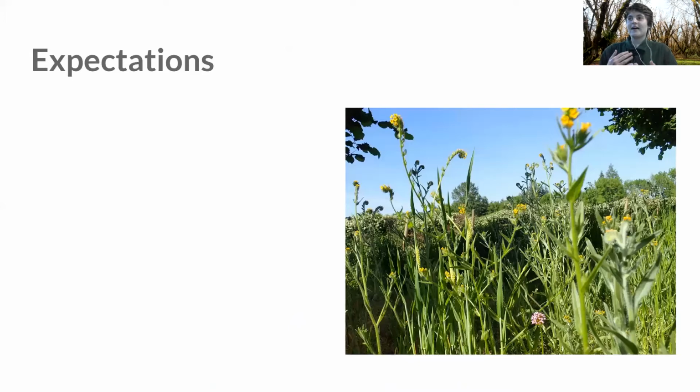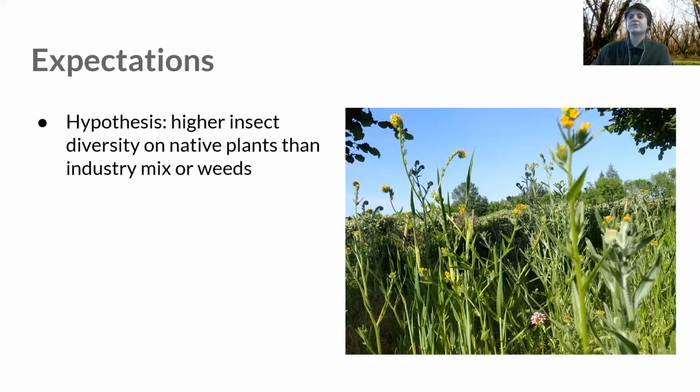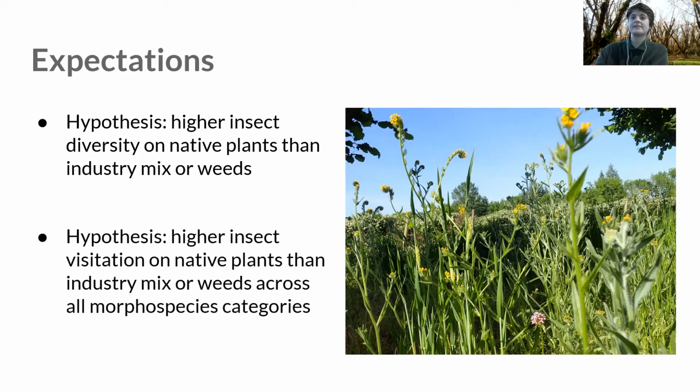So just based on April, there isn't really enough data yet to draw firm conclusions about which plant species are better at supporting pollinator density and diversity. But I'm hypothesizing that the data that we collect from April all the way until August is going to show that we'll see higher insect diversity on native plants than on the industry mix or on weeds. I'm also expecting that we'll see higher insect visitation on those native plants than on the industry mix or weeds, and that will apply across all of those morphospecies categories.